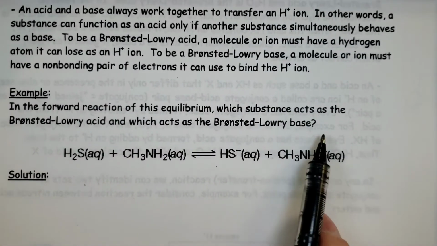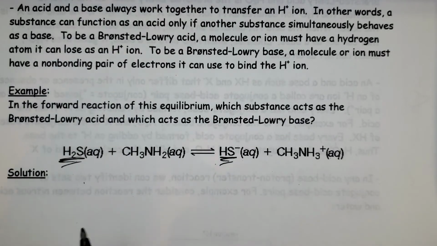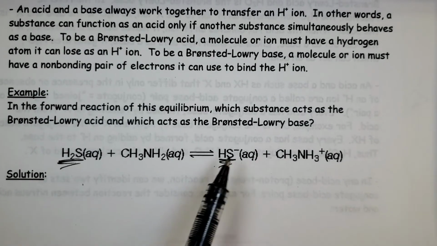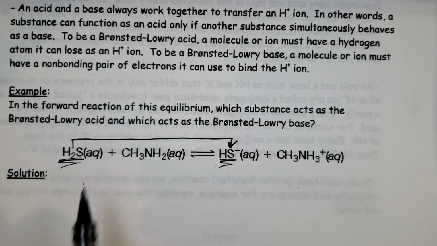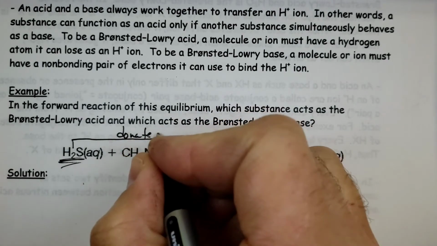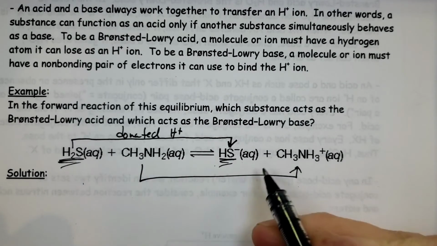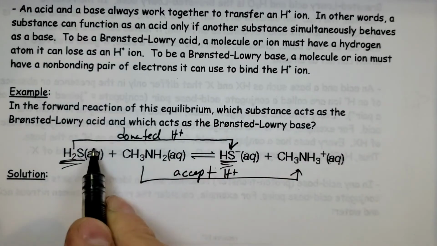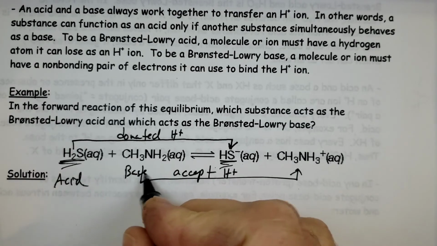In the forward reaction of this equilibrium, which is the Bronsted-Lowry acid and which is the Bronsted-Lowry base? Of course, it involves us simply looking at a substance. Now, we're going from left to right. Look at a substance that has either gained or lost a single H. H2S is closely related to HS-, so we would pair those up because they only differ by an H. To go from H2S to HS-, we lost an H, or the terminology used is donated an H+. Then if we look over here, going from CH3NH2 to CH3NH3+, you can see it accepted an H. Anything that donated an H is called an acid, and anything that accepted an H is called the base.